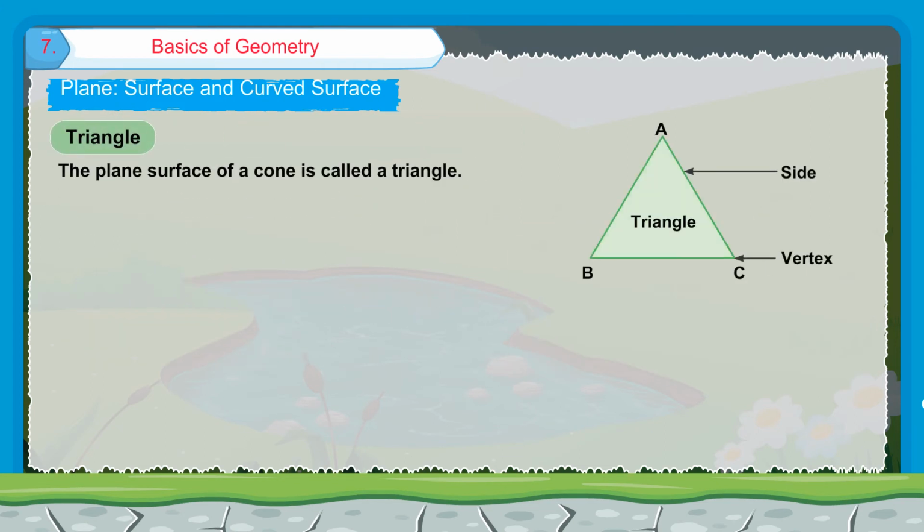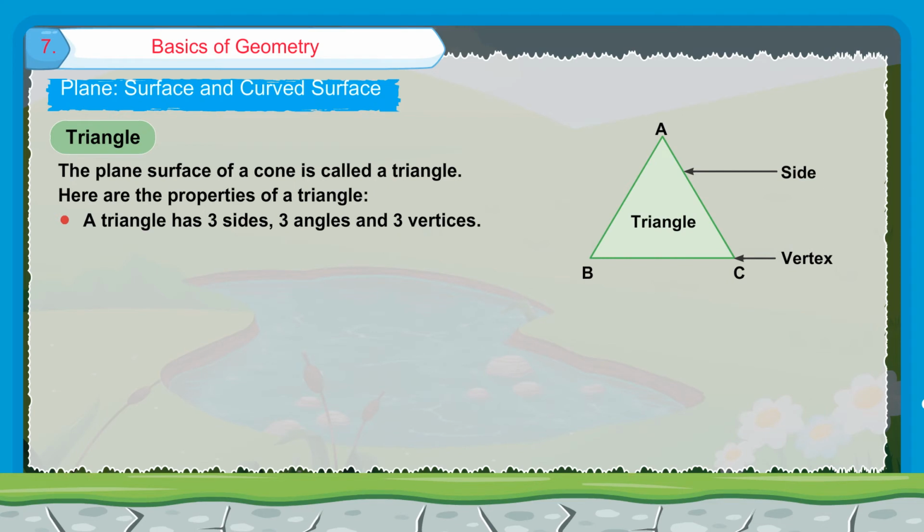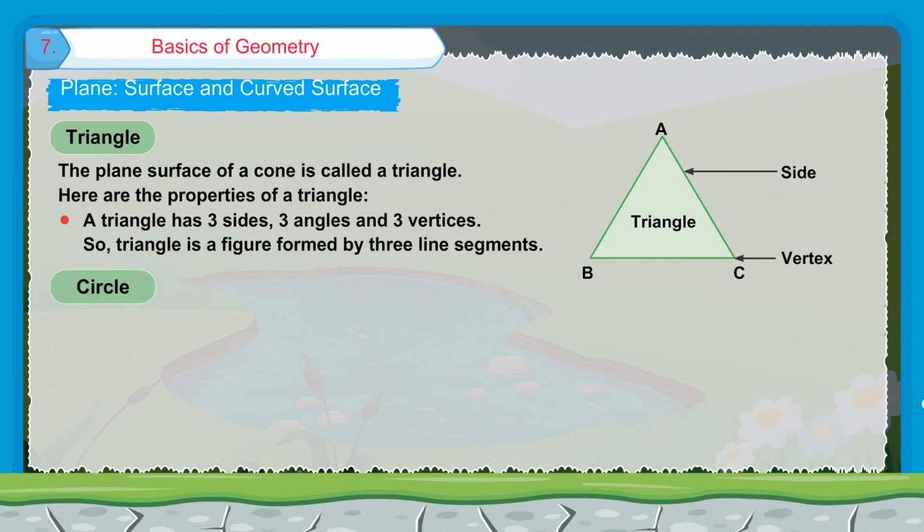Triangle. The plane surface of a cone is called a triangle. Here are the properties of a triangle. A triangle has three sides, three angles, and three vertices. So, a triangle is a figure formed by three line segments A, B, C. Side, vertex.